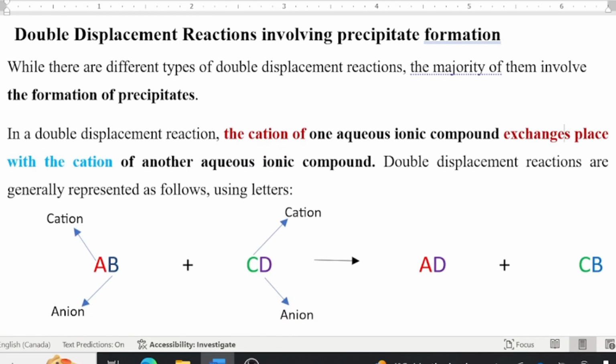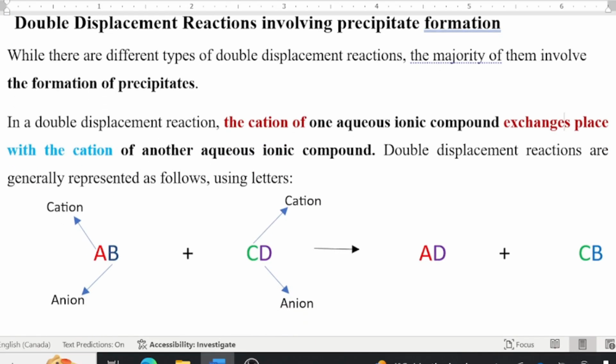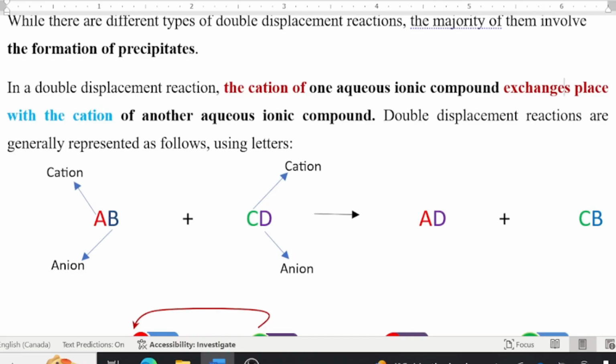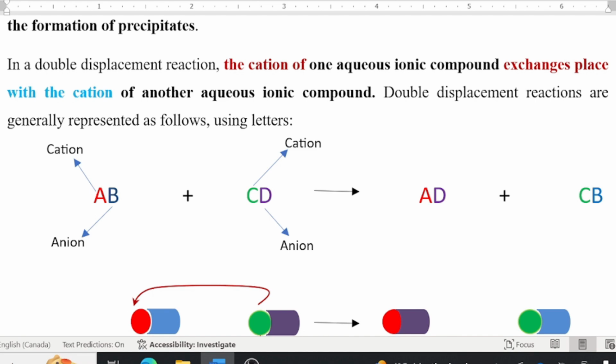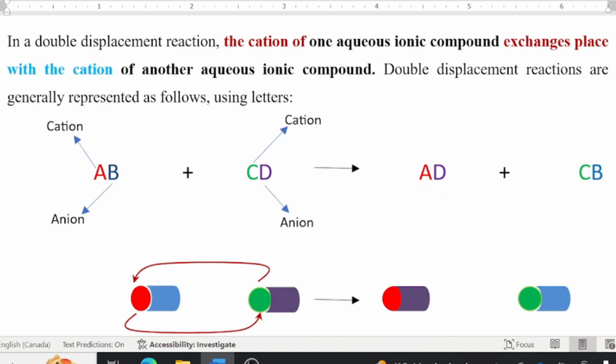What is a double displacement reaction? In a double displacement reaction, the cation of one ionic compound exchanges place with the cation of another aqueous ionic compound. Double displacements can be represented generally as follows. Using letters of the alphabet, we can represent one of the aqueous ionic compounds as AB and the other as CD. So we're mixing two of these compounds here.